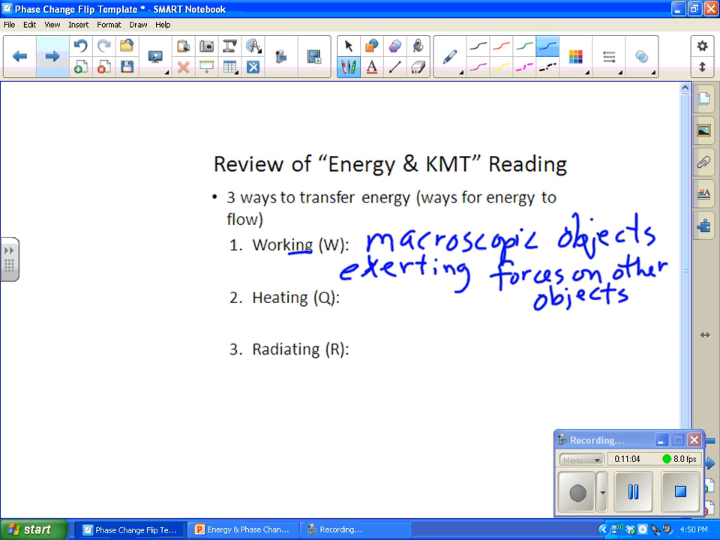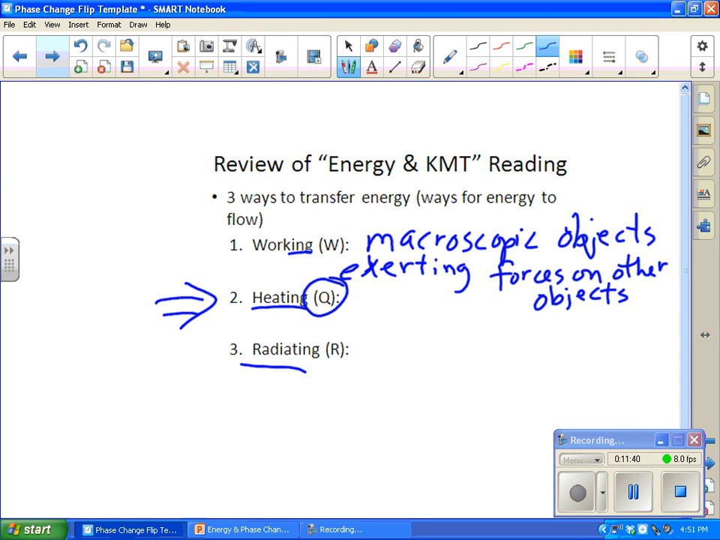Okay, the second form of transfer of energy is heating. And we symbolize this with the letter Q. We're going to be working with Q a lot next week, so remember that letter for heating. We're familiar with this. We used this method of energy transfer to cause the phase transition from ice to the gaseous phase of water. And then the third form of transferring energy is by radiating.